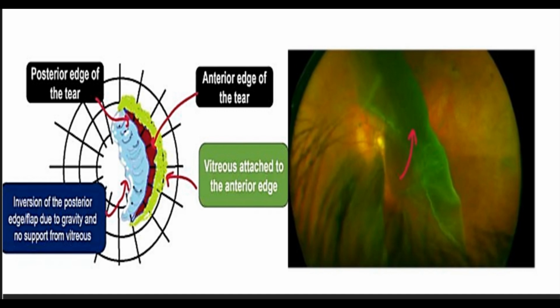As you can see over here, the anterior edge has the vitreous attached to it, marked in green color, and you can see the tear has actually folded on itself. This is called the inversion of the posterior edge or flap, because of the gravity and no support of the vitreous. Over here you can see the flap has folded on itself.